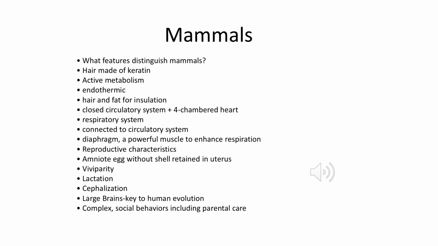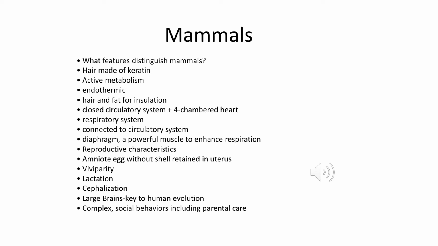So what features distinguish mammals? Okay, we all have hair made of keratin. We all have active metabolisms. We're endothermic, which means that we can regulate our body temperature. Hair and fat for insulation. We have a closed circulatory system with a 4-chambered heart. We have a respiratory system, right? We don't have gills, connected to a circulatory system. So those 2 things are connected.